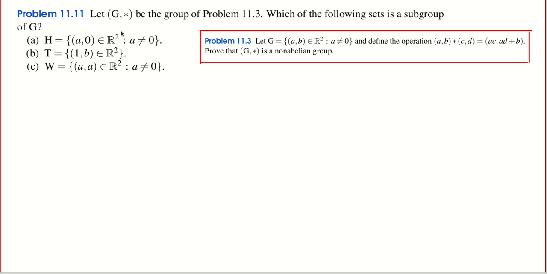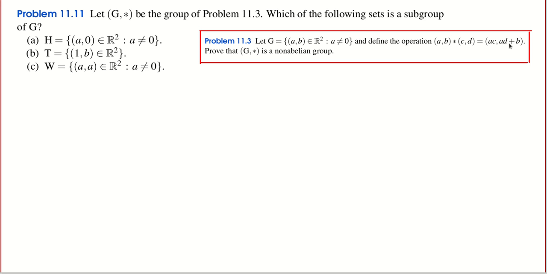For this problem, we have to make reference to the group we introduced in problem 11.3. As a reminder, I've written here what this problem was. Remember, that was the set of all ordered pairs of real numbers in which a is not 0, right? And the operation that we introduced on this was defined by this weird operation here. And we proved that this is a non-abelian group.